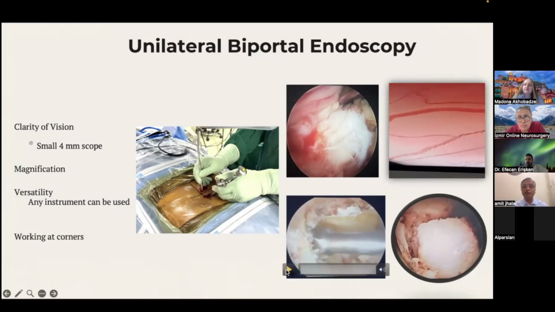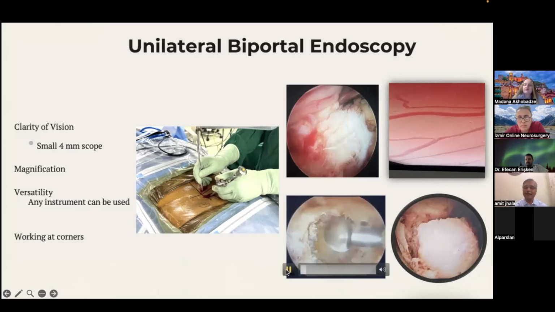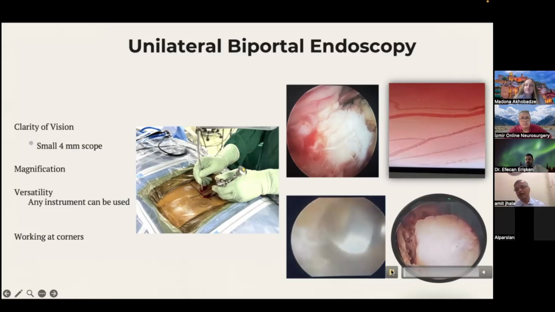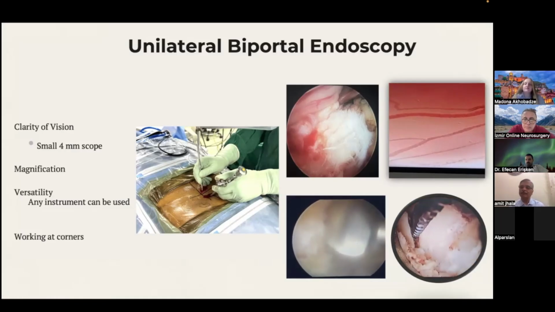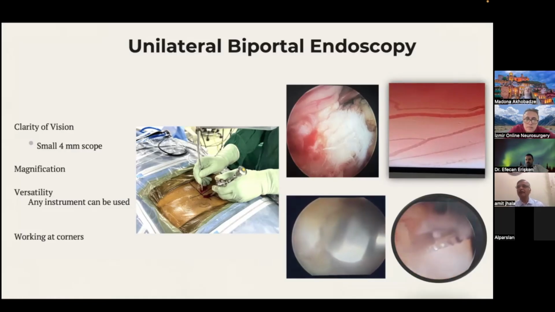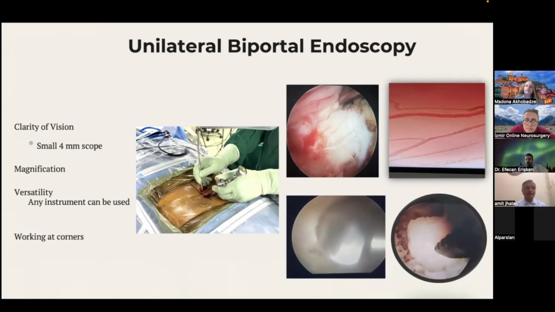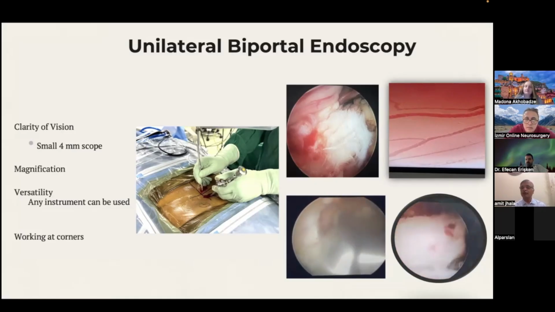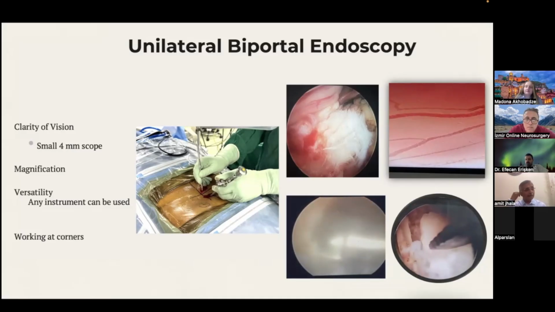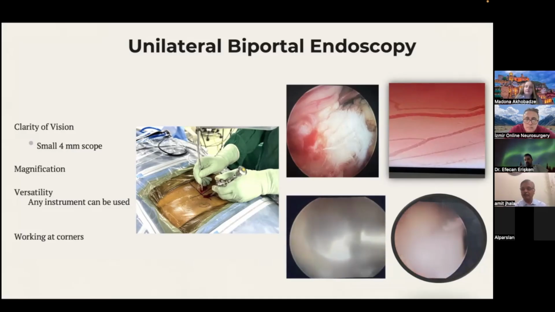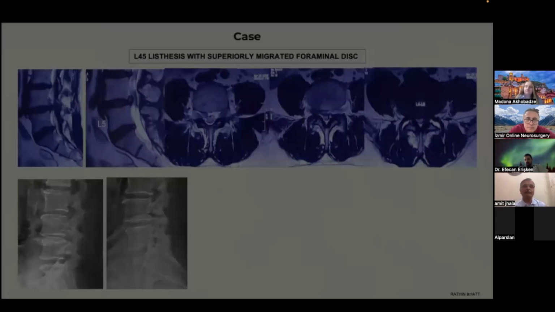And why biportal? Because you can get any angulations, you can use any type of drills or burrs, and what I use is the ultrasonic bone scalpel for removing the bone. So you can work at the corners, and it's a versatile approach for doing the fusion. And therefore, UBE for the fusion is much better compared to the other techniques.